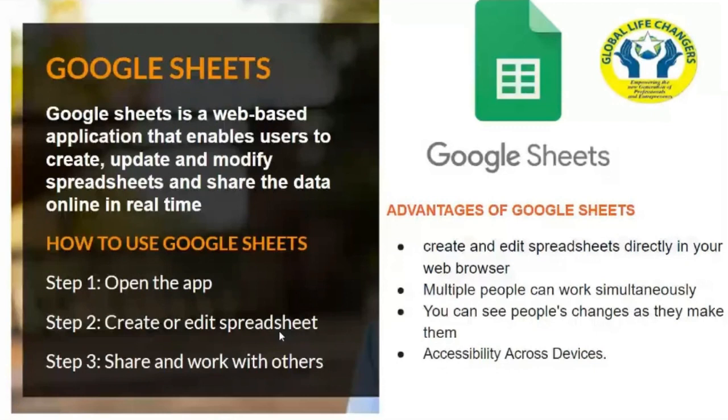Then with just one tap, you create a file, then you can start editing it right away. After that, you can share the file with anyone and work with them. So that is how easy it is to use Google Sheets. Now, it also has some advantages, which is create and edit spreadsheets directly in your web browser. Also, multiple people can work together, and then you can see people's changes as they make them. Also, it gives you accessibility across devices.